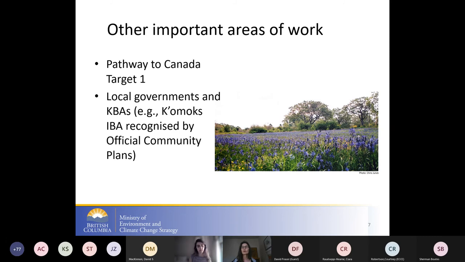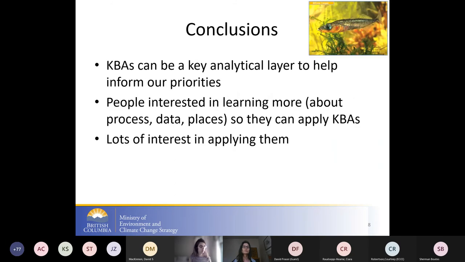So KBAs can help, therefore, with conservation planning at a regional level, and that has the ability to be quite impactful because, of course, that's the level at which a lot of development decisions are made in the province and in the country. So, some conclusions: where KBAs are going to be used remains to be seen, of course, but there are lots of opportunities that are presenting themselves, and KBAs can be a key analytical layer to help inform priorities in BC.